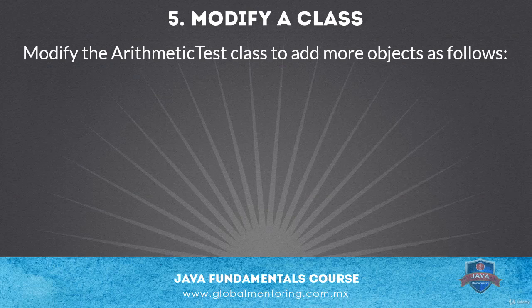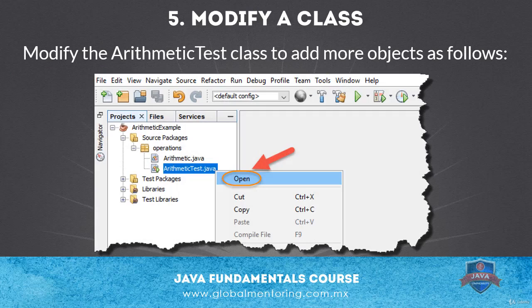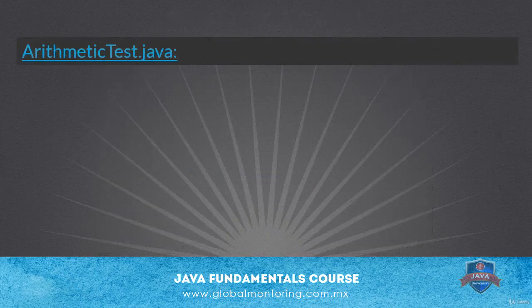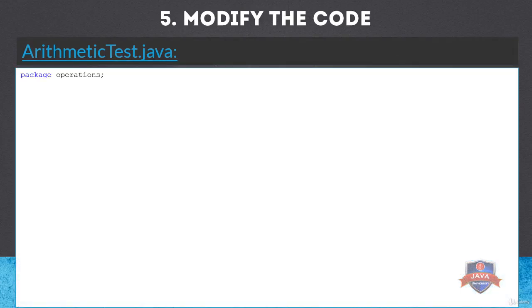Modify the arithmetic test class to add more objects as follows. So right-click on the class name arithmetic test and click on Open. And we modify this class, package operations, arithmetic test. We have the main method.